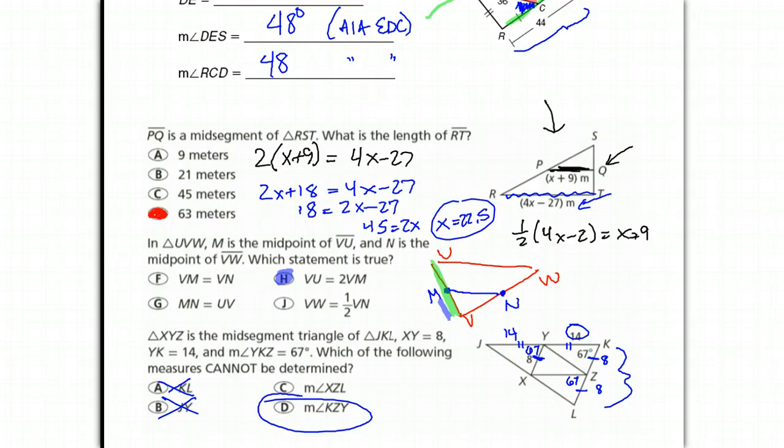We know that XZL is 67. So D is the answer there.